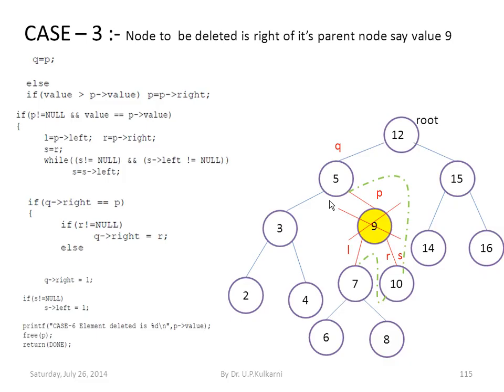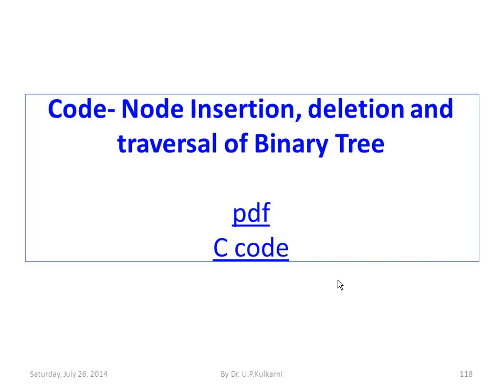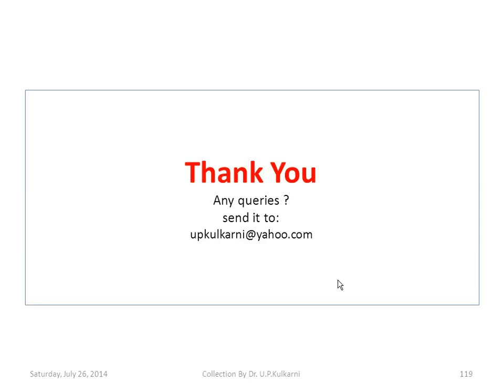So, after deleting node number 9, the subtree 7, 6, 8 becomes the left of node number 10, and 10 becomes the right of node number 5. You see here, node number 10 becomes the right of node number 5 and this is all left of this. So this is the deletion of a node from the binary tree. With this, we come to the end of this.